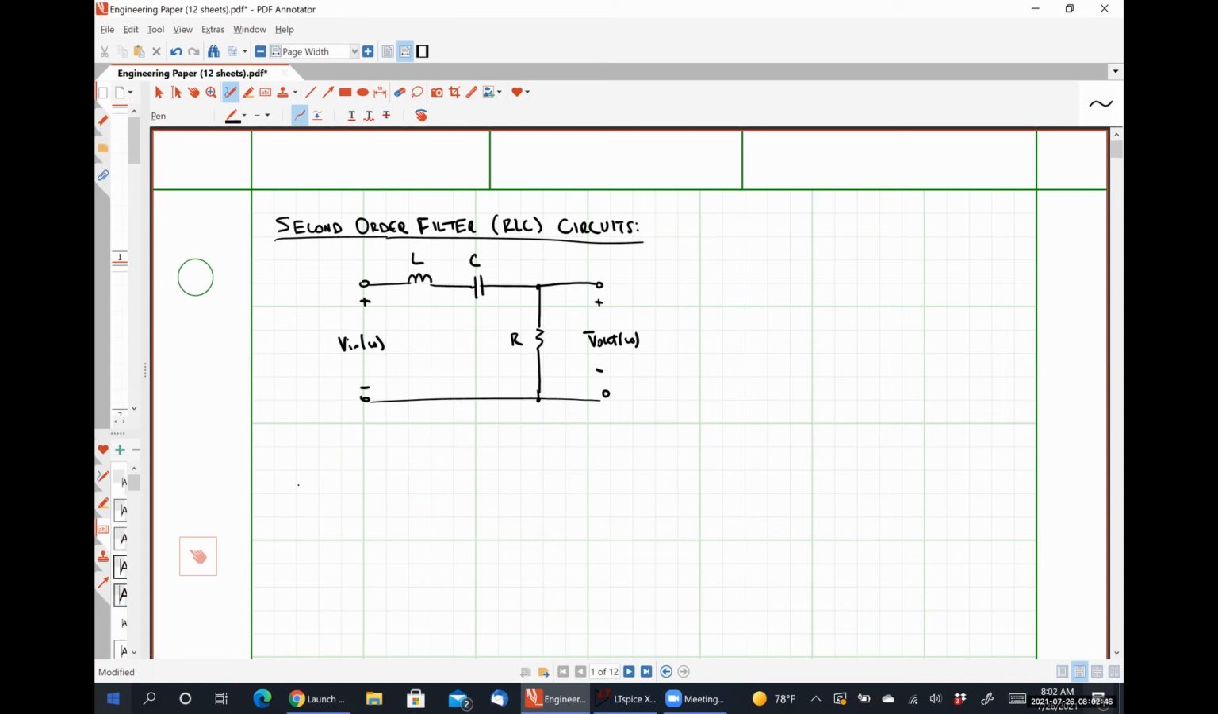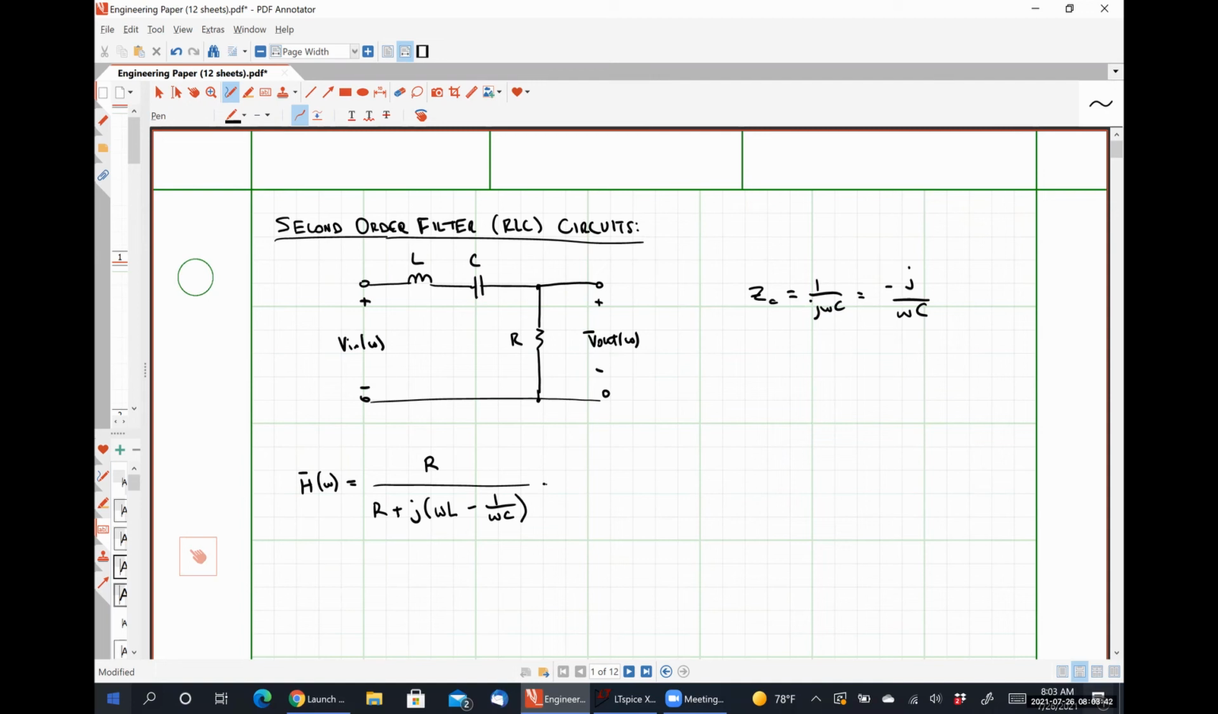So our transfer function for this circuit, H of omega, is going to be R here in the numerator, and then we're going to have R plus j multiplied by omega L minus 1 over omega C, where that imaginary part is just a series combination of the impedance of the inductor and the impedance of the capacitor, where I am explicitly saying that the impedance of the capacitor, 1 over j omega C, is the same as negative j over omega C.